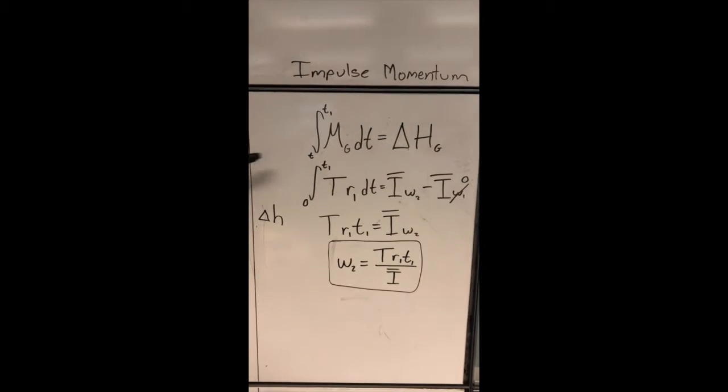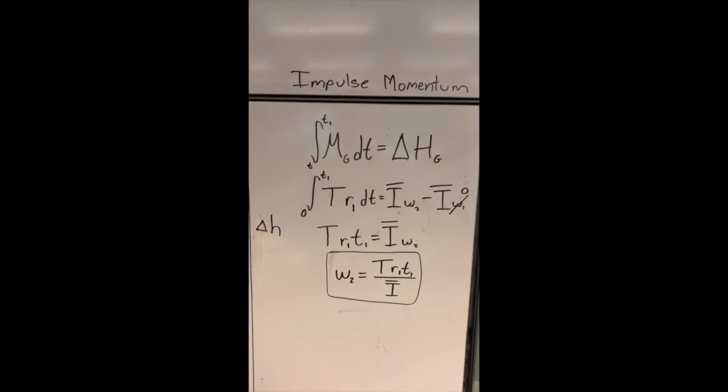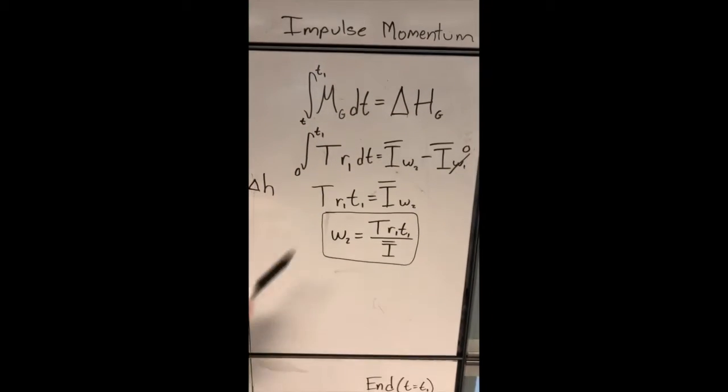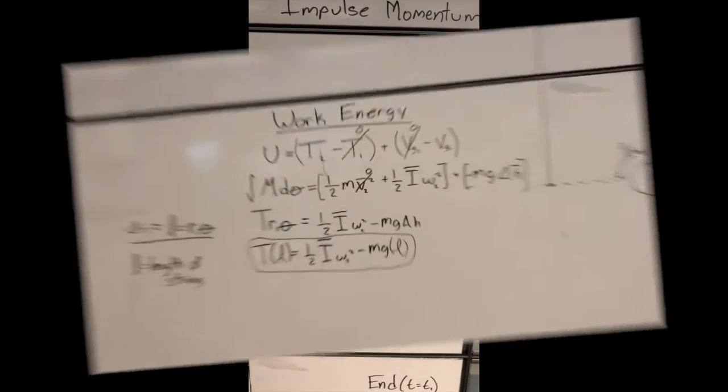If you know the time of how long it took to fall, you can then use impulse momentum to see how much of an impulse the tension caused over that period of time to ultimately solve for the final omega.